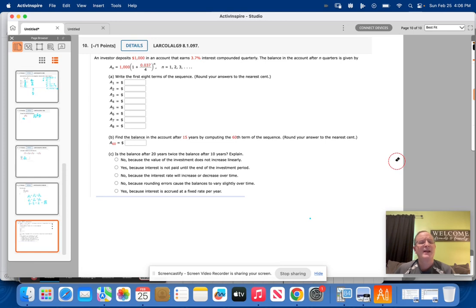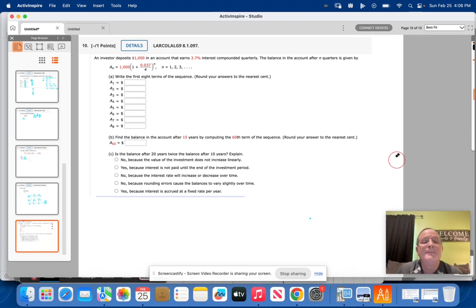So this says write the first 8 terms of the sequence. Now this is after how many quarters? Not how many years, how many quarters? Oh, okay. So I made a mistake here, and in a second I'm going to fix it. All right.